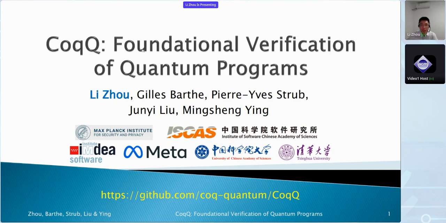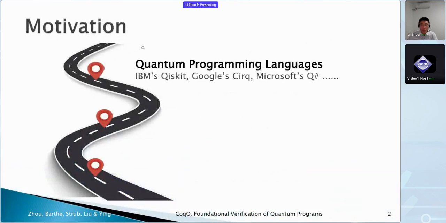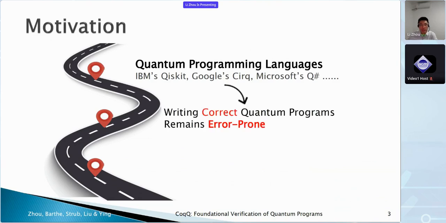I'm going to talk about CoqQ, foundational verification of quantum programs. This is a joint work with Gilles, Pierre-Yves, Strub, Junyi Liu, and Mingsheng Ying. Quantum programming languages are a key element in large-scale efforts to deploy quantum computing. Examples of industry-supported languages include IBM's Qiskit, Google's Cirq, and Microsoft's Q#.